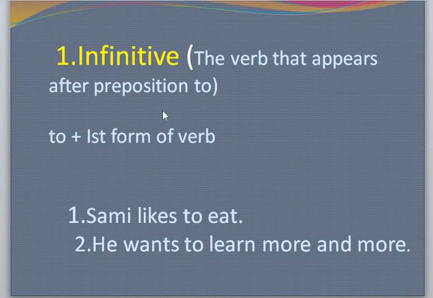Well, before moving further, let me tell you about the infinitive. The verb that appears after the preposition to is called an infinitive. And it is the combination of to plus the first form of the verb. Let me explain with an example. Sami likes to eat. Keep it in your mind that whenever we use a verb after the preposition to, that verb will always be in the first form, which is called the infinitive verb. Right? So Sami likes to eat. Here, eat is the infinitive verb.